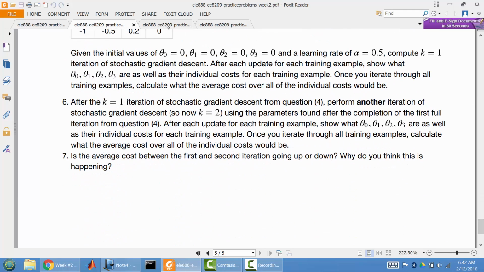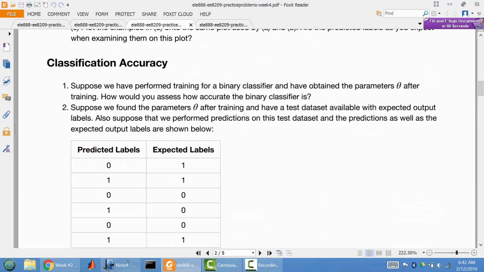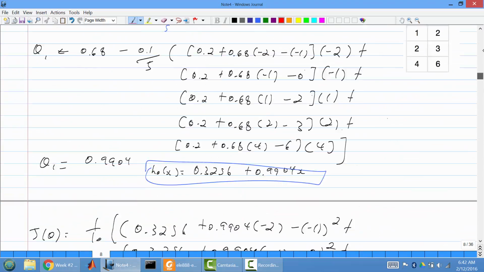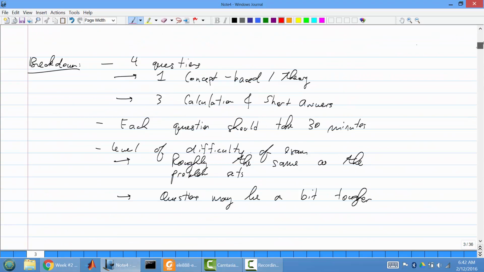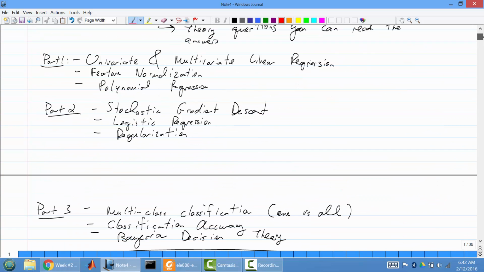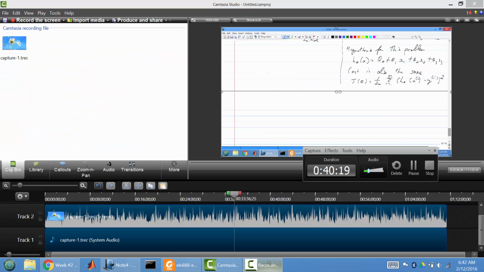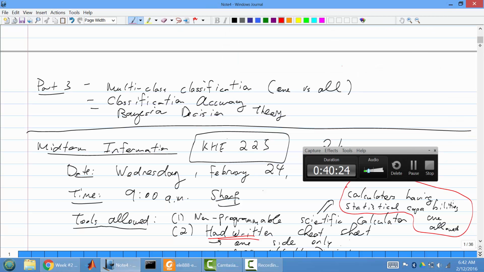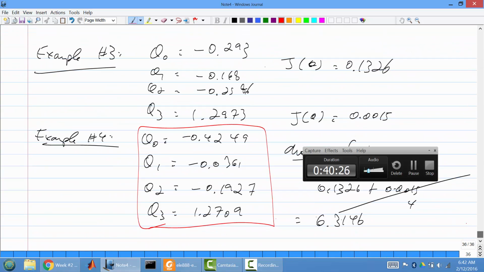So that's it for practice problems 3. Let me see how much we have covered so far. Logistic regression, regularization. Okay, so I'll do logistic regression and regularization, and then we'll take a break, and then we'll do the rest of the stuff after. Okay. So we're going to do logistic regression now. Alright. Just getting my notes ready.